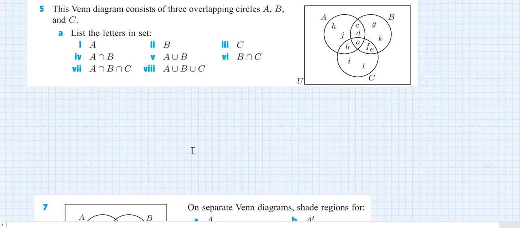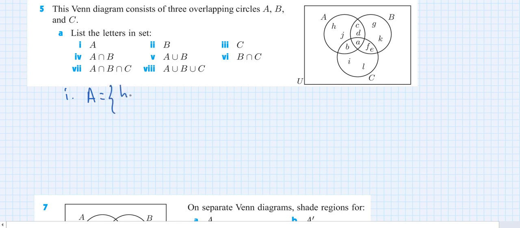Question number 5. What does it say? The Venn diagram consists of 3 overlapping circles, as you can see in the picture, and we have some elements inside. We have 3 sets A, B, and C, and let's try to answer each part one by one. The first part, what does it say? We need to list the set A. As you can see, the set A is here, and I have some elements inside. So let's try to list them.